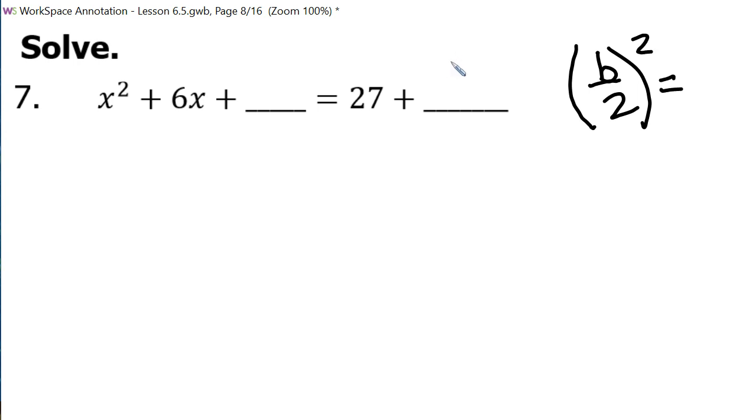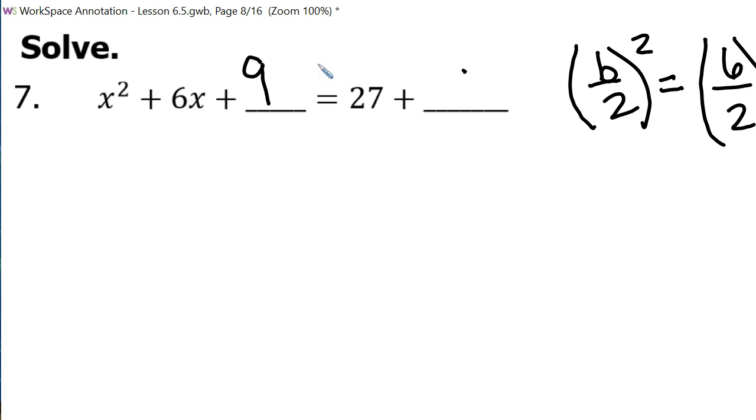So what number do I use for b? The 6 divided by 2 and square it. What is 6 divided by 2? 3. And what is 3 squared? 9. So 9 is the number that completes the square. So we need to add it 1 time to the left side and 1 time to the right side.